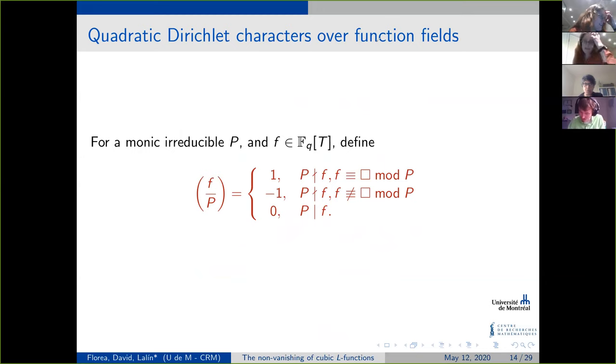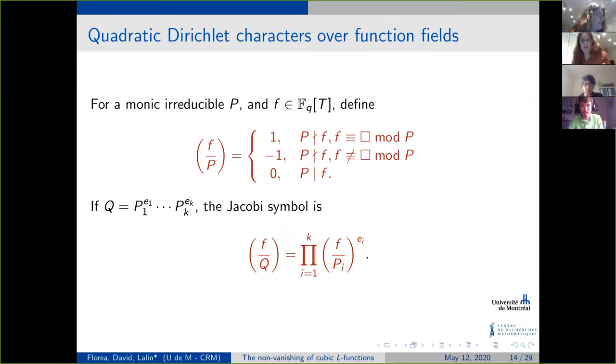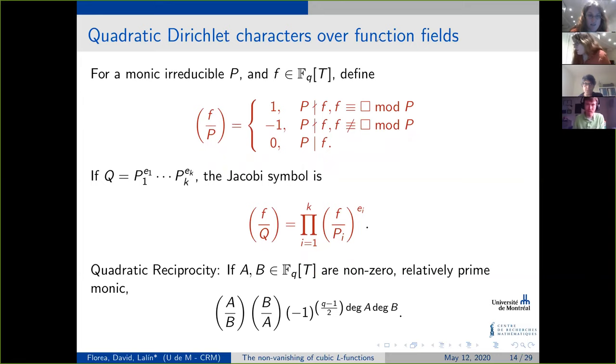Now, what is this concretely? If we want to think concretely about quadratic Dirichlet characters over function fields, we can talk about the Legendre symbol again. We can extend things, not just to prime conductor but to a product of primes, using the Jacobi symbol. You can also do this over the integers. I didn't do it in detail, but this is how you build quadratic characters. This will be 1 or minus 1, again the Legendre symbol, and there is quadratic reciprocity, like in the classical case.